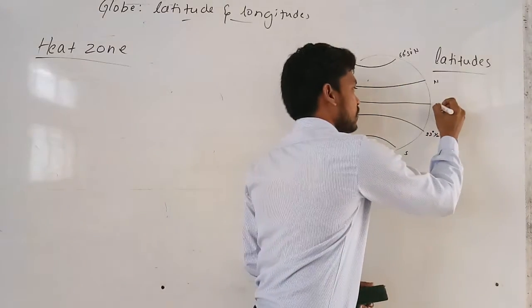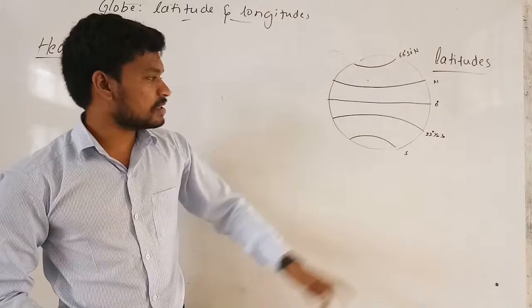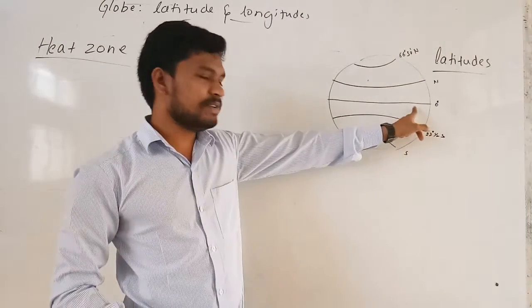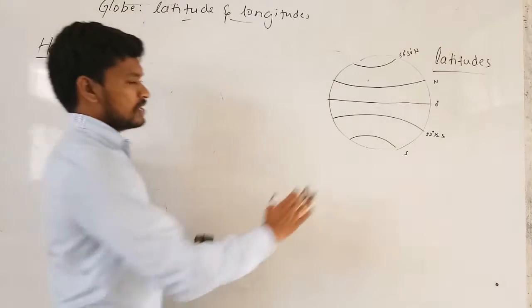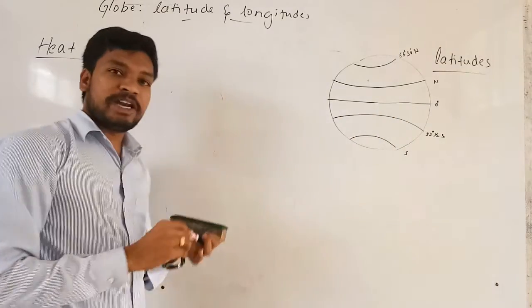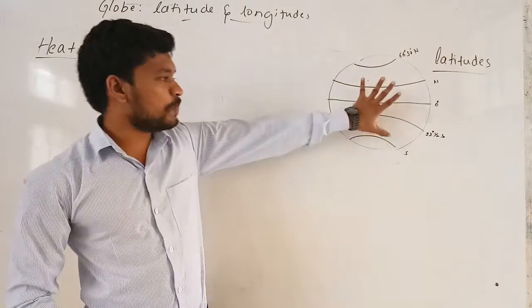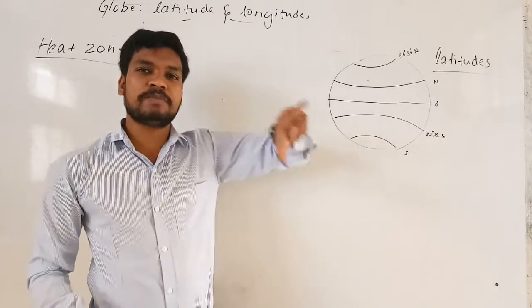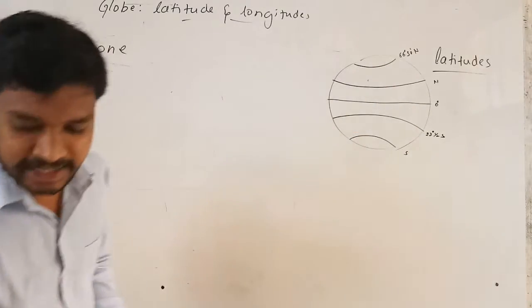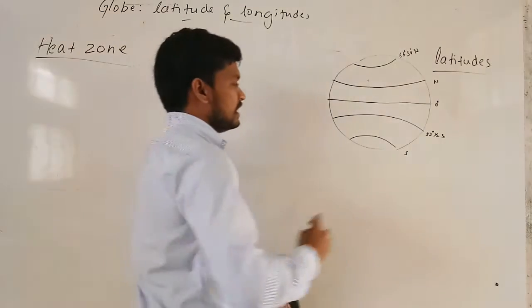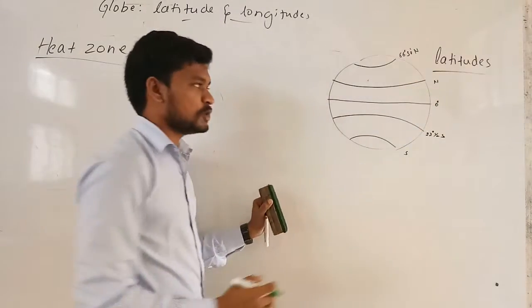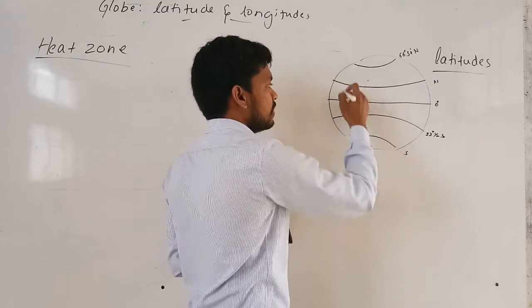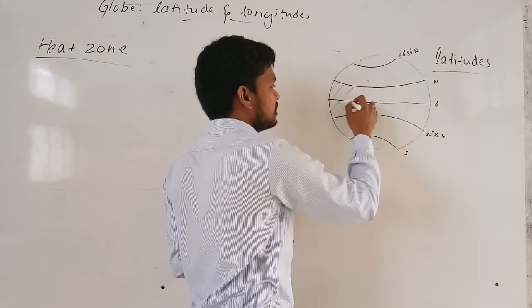These are the five important latitudes. Here we have the 0 degree latitude, which we call the Equator. These latitudes are called important because each one forms a boundary for a particular temperature zone. Like here, from the 23 degrees in the northern hemisphere to the 23 degrees in the southern hemisphere, between these two we experience different climatic changes.